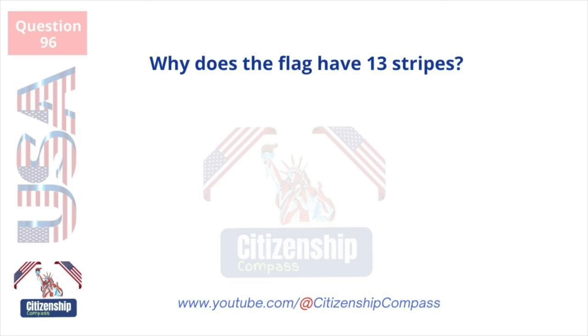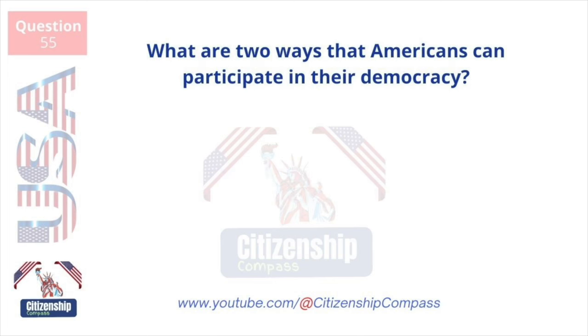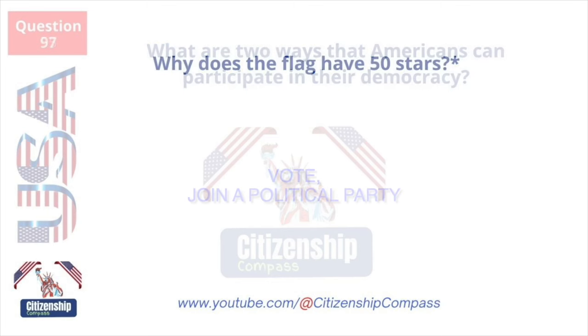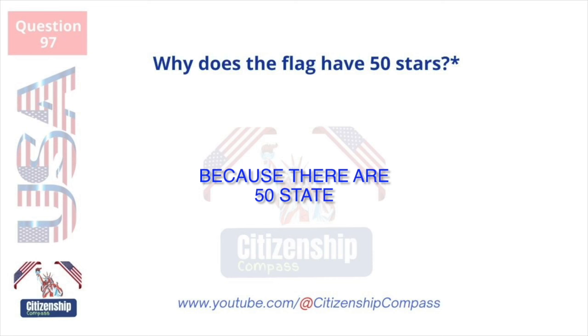Why does the flag have 13 stripes? Because there were 13 original colonies. What are two ways that Americans can participate in their democracy? Vote. Join a political party. Why does the flag have 50 stars? Because there are 50 states.